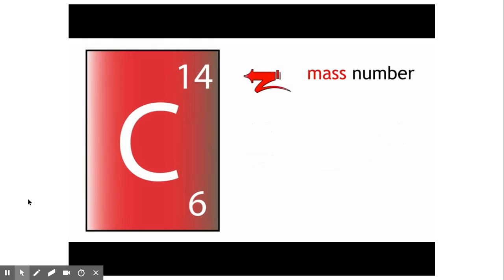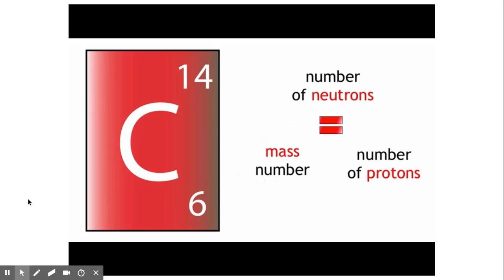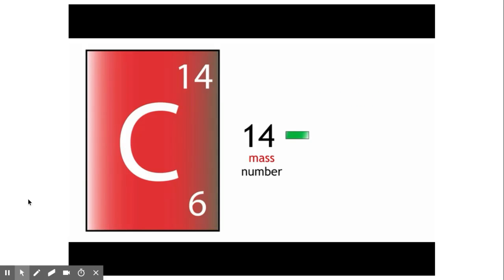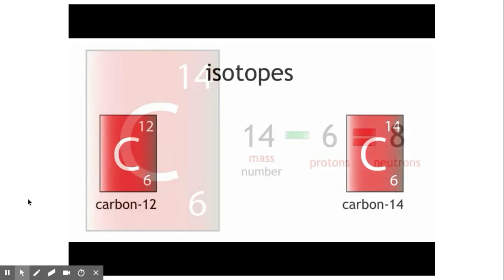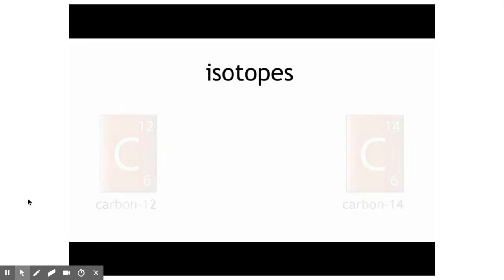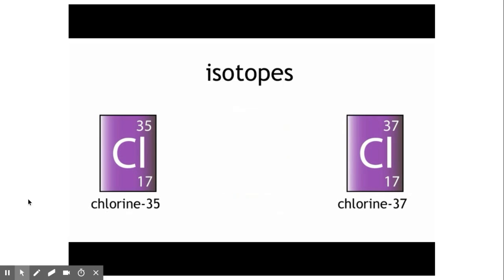Carbon-14 has a mass of 14, but it still only has 6 protons. Mass number equals protons plus neutrons. Rearrange. Neutrons equals mass number minus protons. 14 minus 6 equals 8. Therefore, carbon-14 has 8 neutrons. Carbon-12 and carbon-14 are not the only examples of isotopes. There are many more, such as hydrogen, deuterium, tritium, and chlorine-35 and chlorine-37.